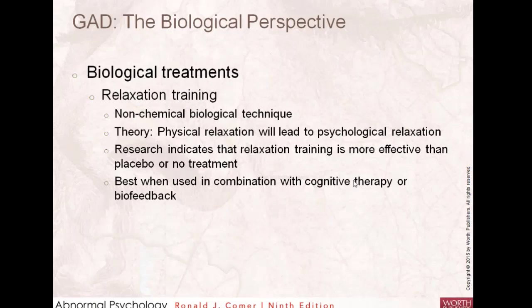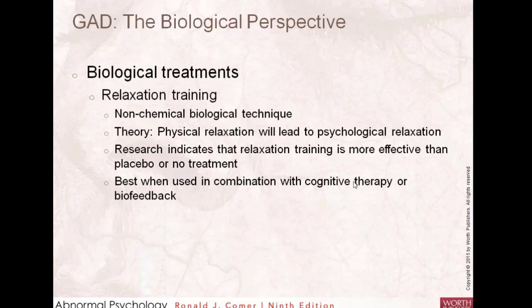Generalized anxiety disorder can also be treated with other types of biological treatments that are not medications, so things like relaxation training. Generalized anxiety disorder involves a lot of physical symptoms, muscle tension, increased heart rate, increased respiration. So teaching a person to physically calm down, whether that be through deep breathing or progressive muscle relaxation or something like that, can then cause psychological calmness. So it's very hard to be having a panic attack and be calmed down physiologically at the same time.